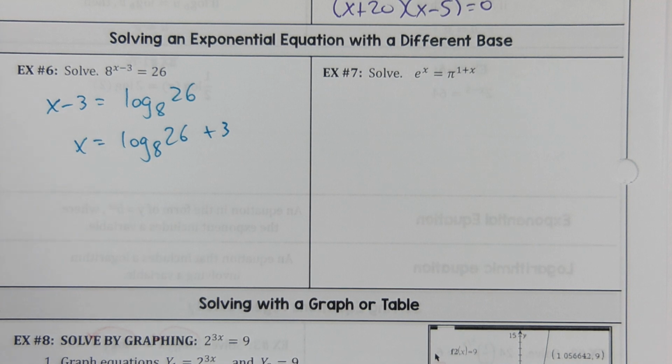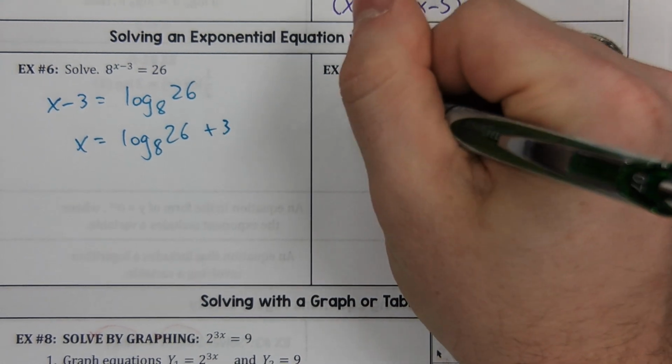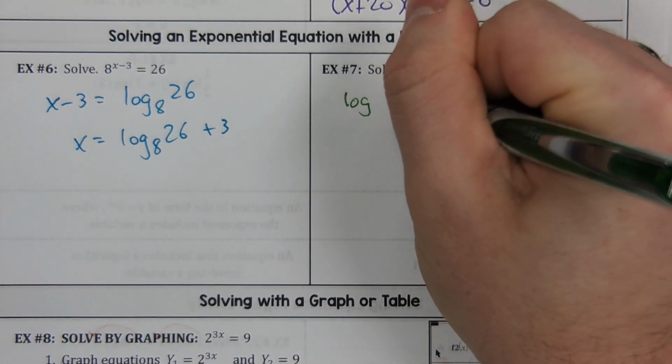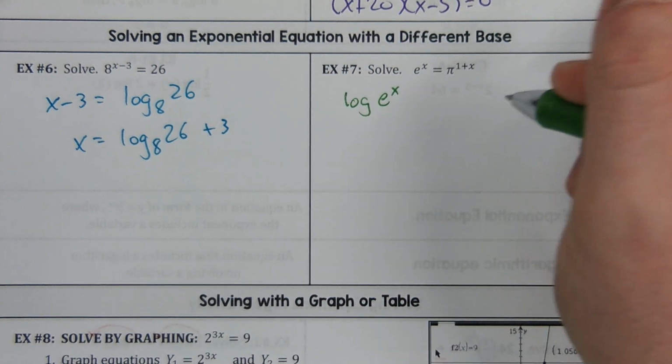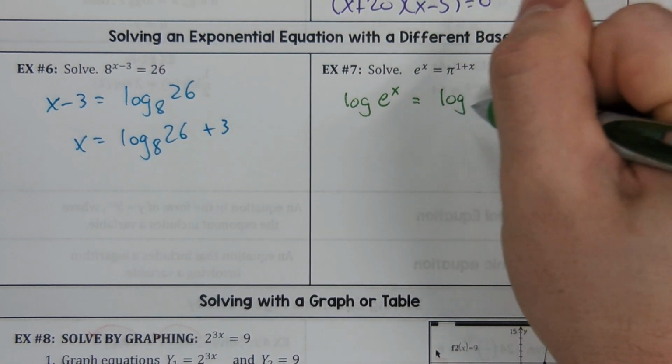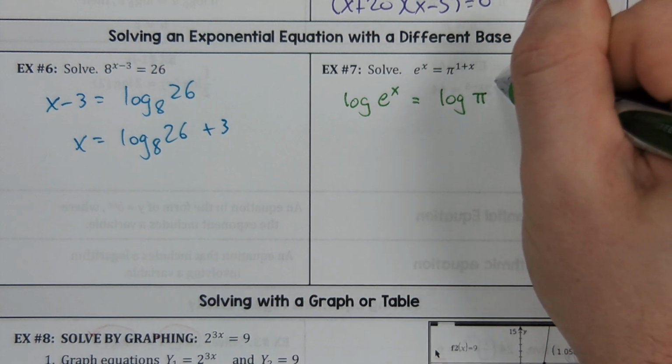Here's what you should do every single time you have x's in both exponents and you cannot get a matching base. Do yourself a big favor and just use the common log of both sides. Just use log base 10 of both sides. And I will show you why in just a moment. Let me figure out what color. I'm going to write in green this time. We're going to write log of e to the x equals log of pi to the 1 plus x.